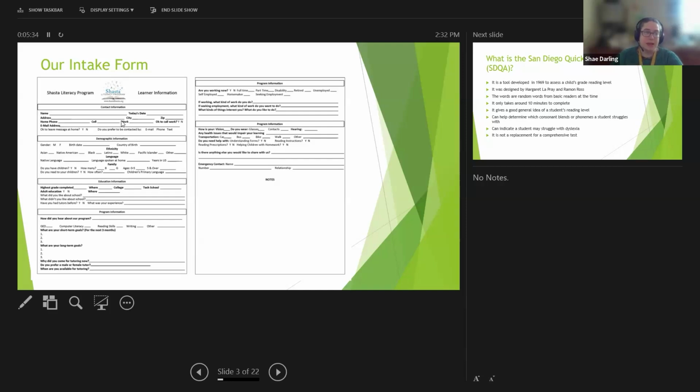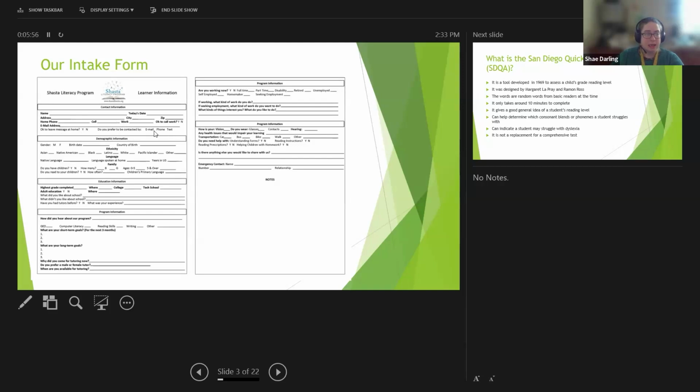We get their contact information. We ask if it's okay to leave a message at home, because maybe they are in a situation where they don't want anyone to know they're coming into the literacy office. So we want to know if it's okay to leave a message if they have an answer machine or a shared line somewhere. How do they prefer to be contacted?